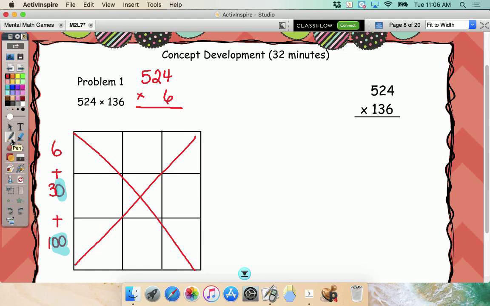Okay, so don't cross off the 6 yet. Let's write the next problem, which is 524 times 30. Wait. Which makes more sense? 524 times 3. Now look where I'm going to put the 0. Just write it down there. Okay?